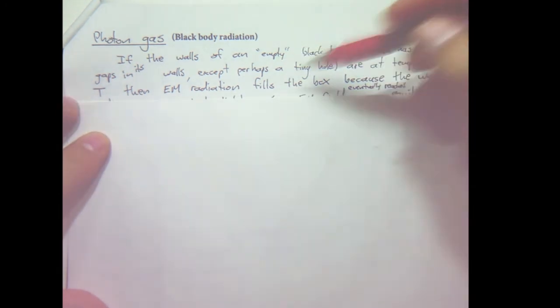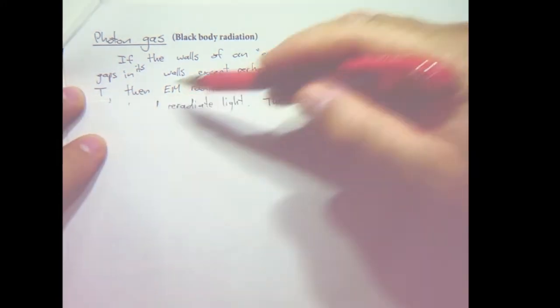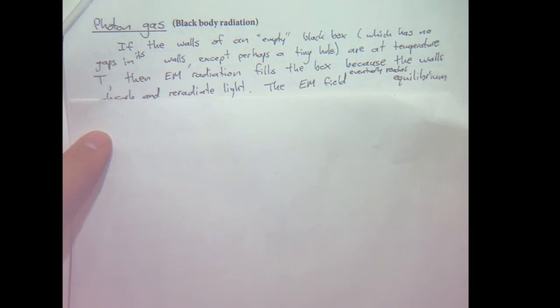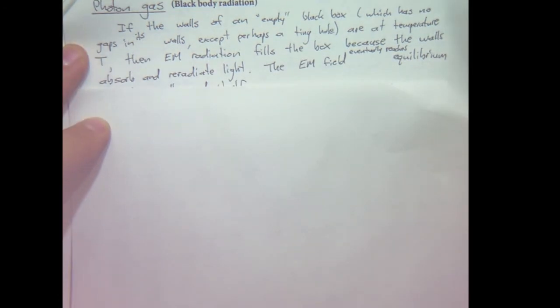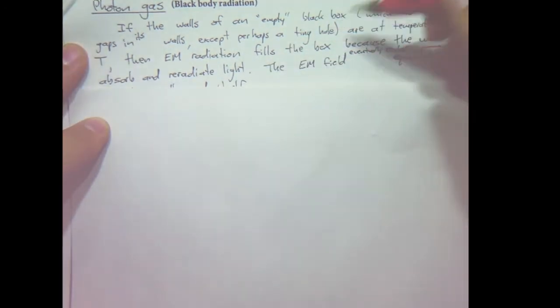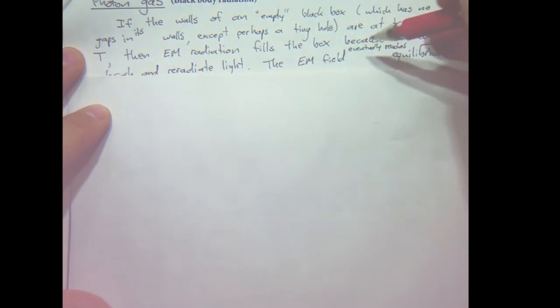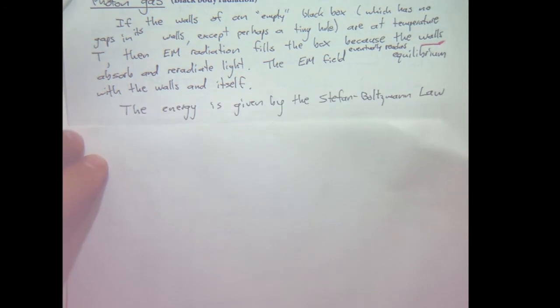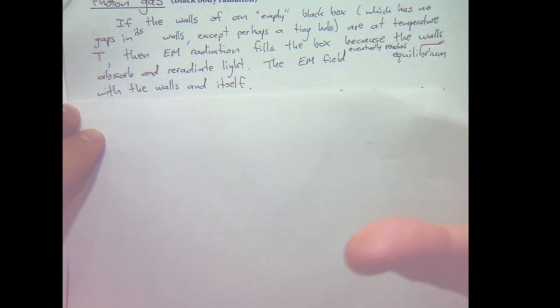Anyway, if the walls are at a temperature T, then the electromagnetic radiation fills the box because the walls absorb and re-radiate light. The electromagnetic field inside the box eventually reaches equilibrium with the walls itself. And that field is the photon gas. So it's a gas of photons that reaches equilibrium with the walls.